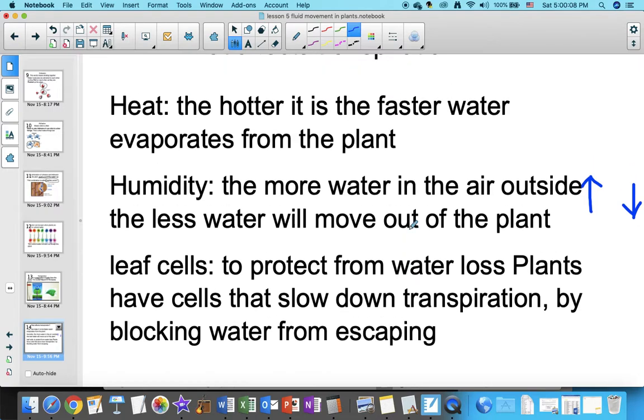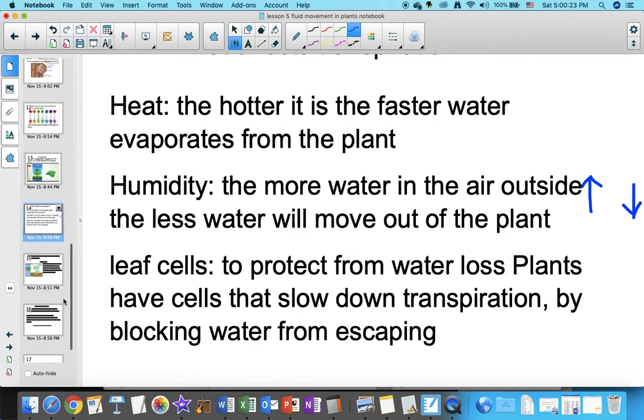And so heat controls how fast transpiration happens. The hotter it is, the faster it happens. Humidity affects transpiration. The more water in the air, the slower it'll happen. And leaf cells can control the speed of transpiration.